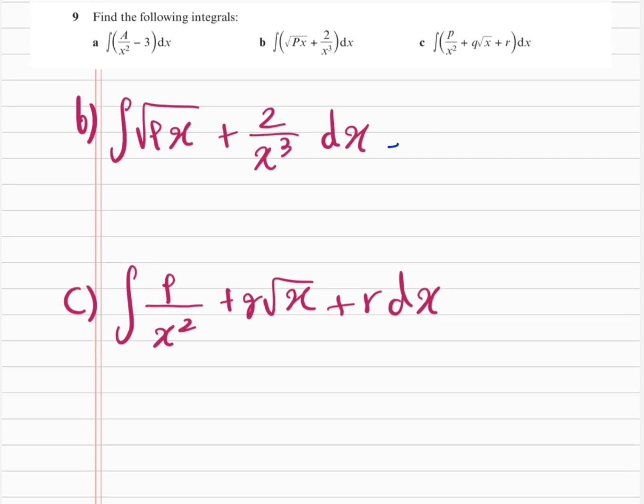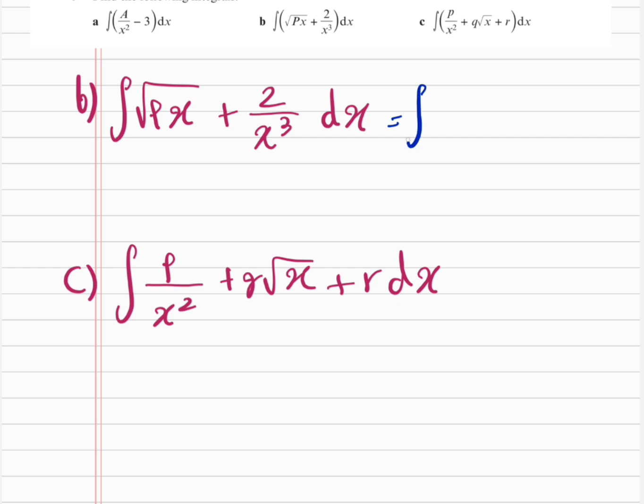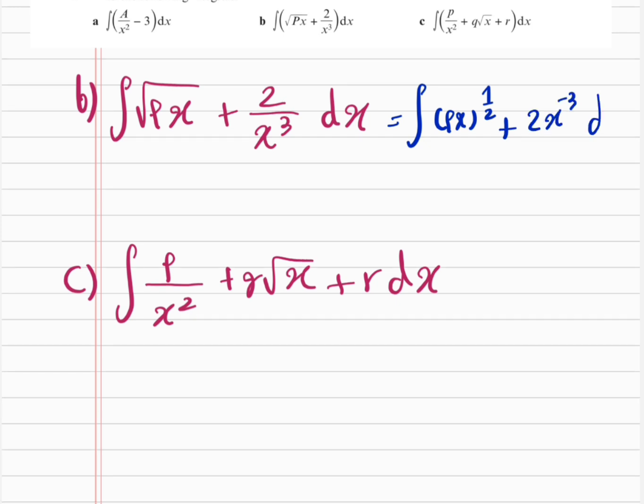So root px is basically px to the power of a half, or you could write this separately, which is another option. So you can rewrite this as p to the power of a half times x to the power of a half. And for the next term we have 2 over x cubed, which is 2x to the power of minus 3 dx. So now let's integrate each of these terms.